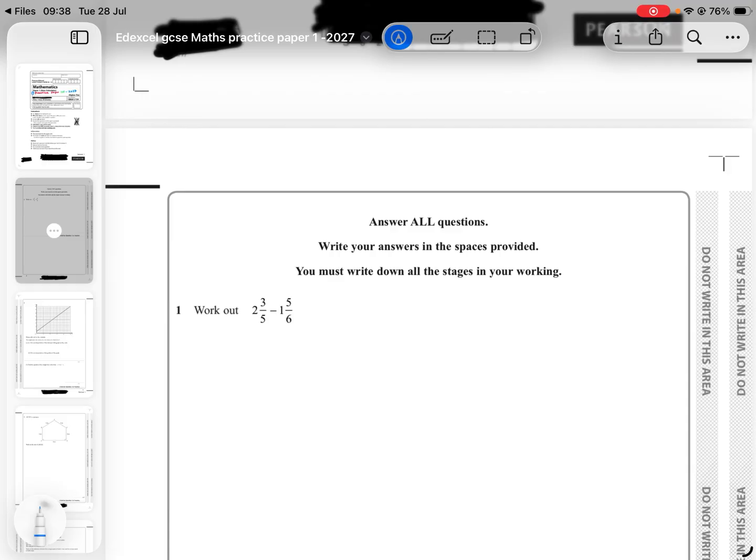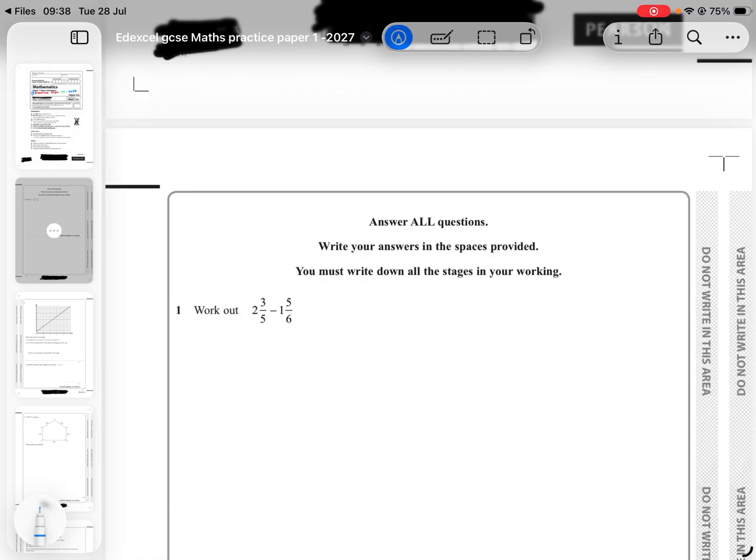Hi, I'm going to walk you through question 1. Work out 2 3/5 take away 1 5/6. To work with mixed fractions, I first need to change the mixed fractions into improper fractions.